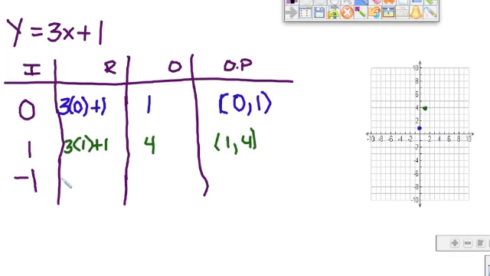Alright, let's do the last one here with the negative. We have 3 times negative 1 plus 1. 3 times negative 1 is going to give me negative 3. I'm adding 1, opposite sign, so we subtract, giving me a 2, and keeping the sign of the larger value, which is the 3, keeping it at negative 2. My ordered pair is negative 1, negative 2. So let me go over negative 1, negative 2, right there.